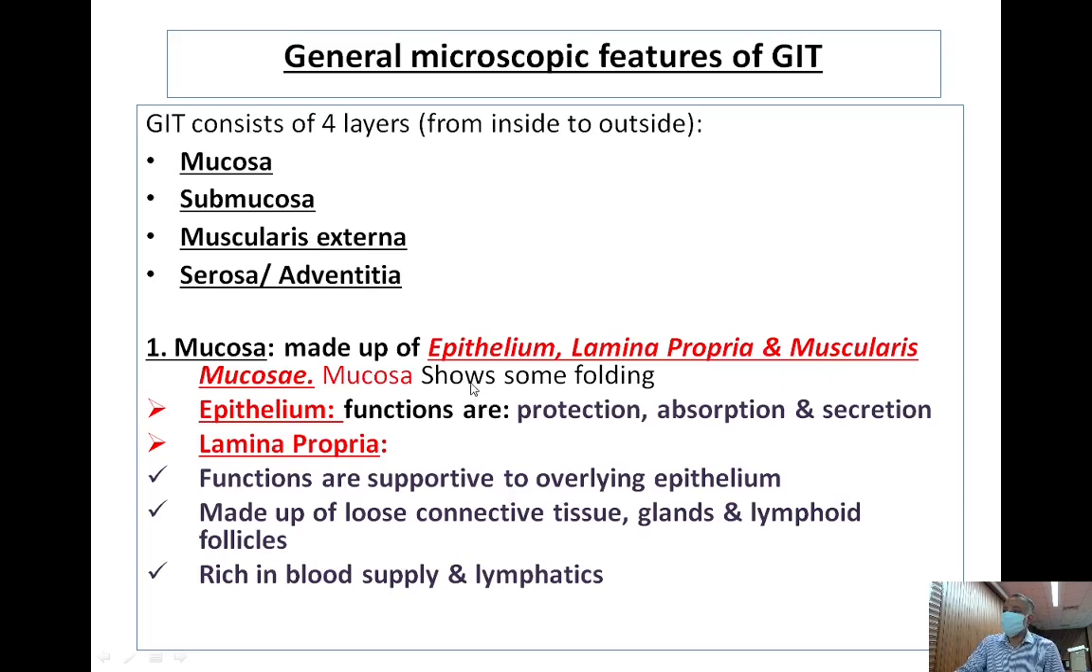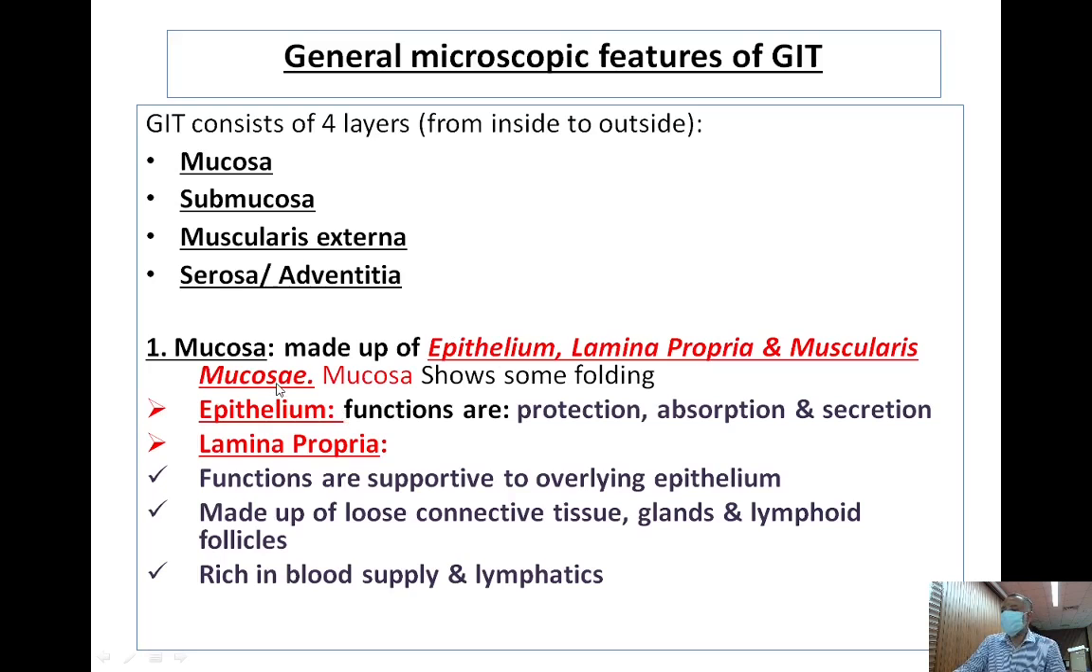The mucosa shows some folding. In some parts of the GIT the mucosa folds longitudinally, while in some parts the folds are circular. So it may be a circular mucosal fold or a longitudinal mucosal fold. This pattern is different in different parts of the GIT.